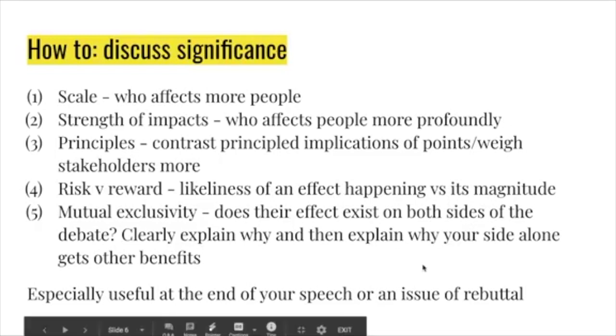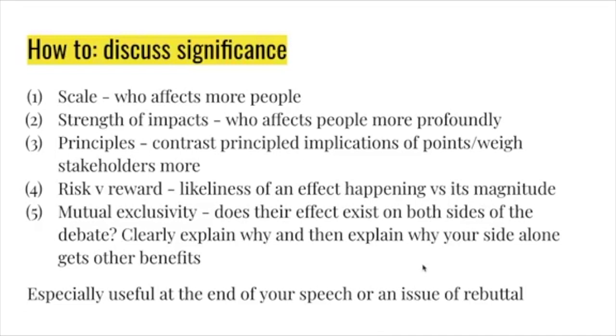Finally, and I think this is a useful tool, particularly when you're doing weighing at the end of a speech and you're trying to picture both worlds and weigh them up, is talking about mutual exclusivity. So one thing to be thinking about at the bench when you're trying to rebut things is, does the effect that the opposition is talking about exist on both sides of the debate? So if they accuse you of a harm, then is that harm also something that happens on their side of the debate? If they claim they get a benefit, then can you get that benefit in other ways as well?